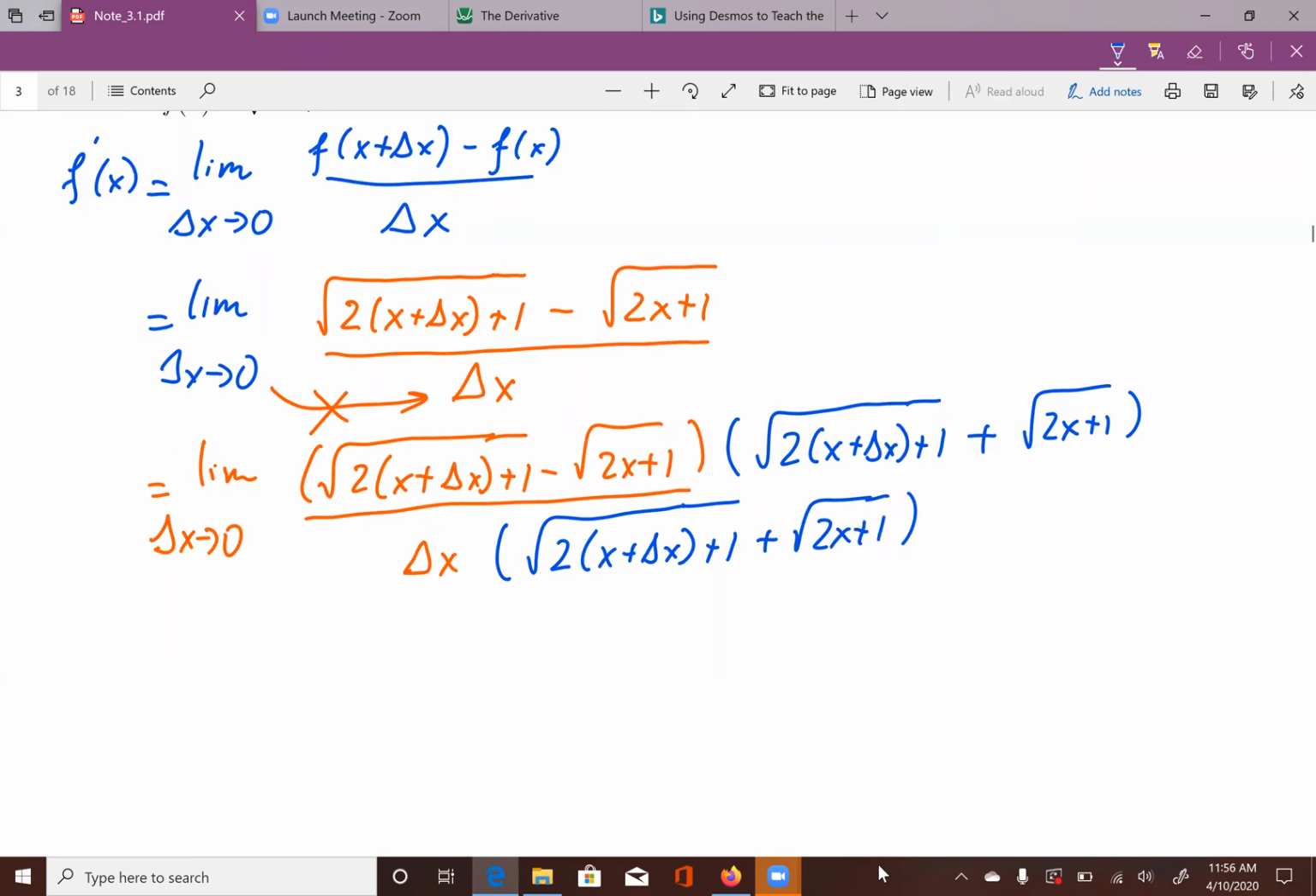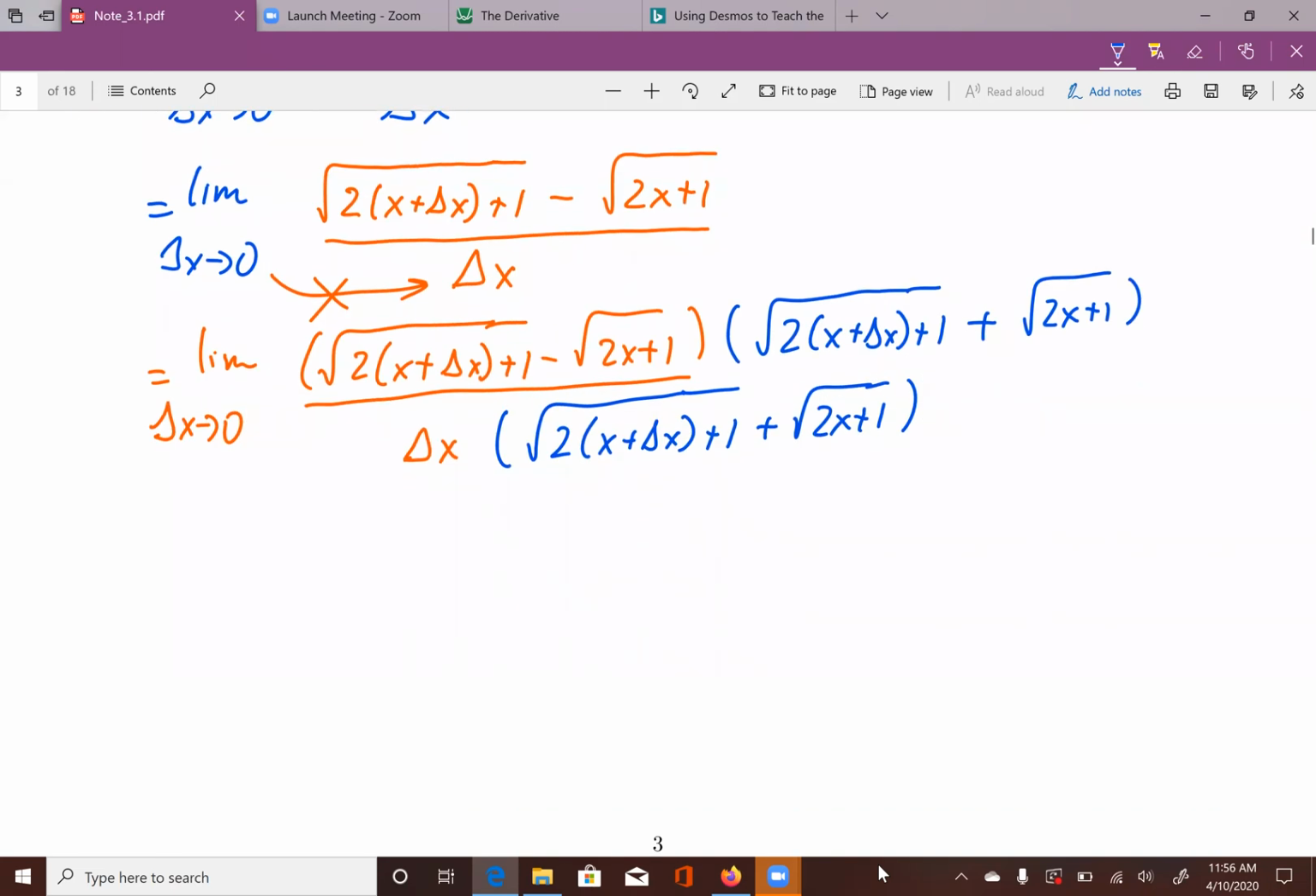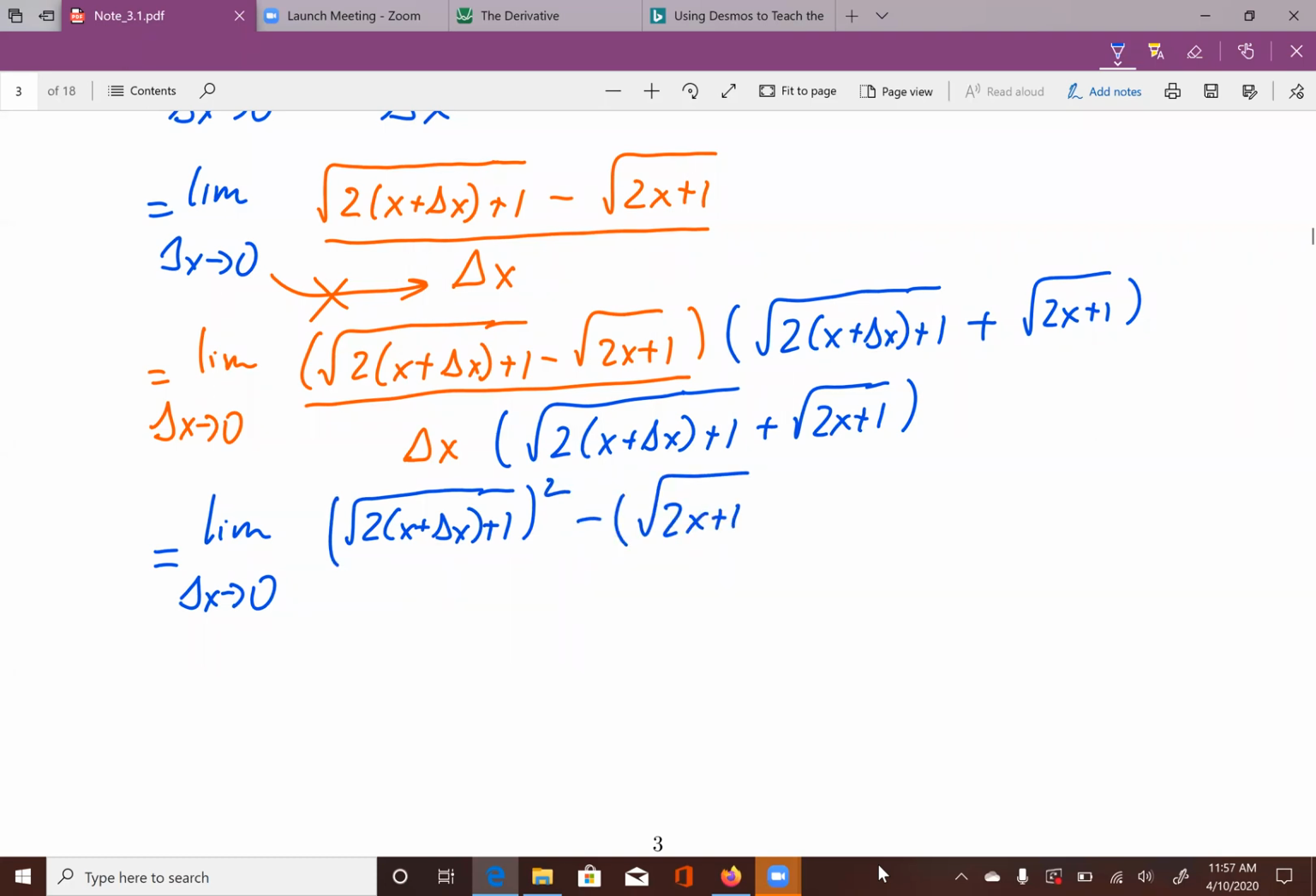All right. And then at this point, see what we can do. When we multiply this by its conjugate term, it will help cancel out the radicals. So that will give us, we still have the limit here. So this term squared, minus the second term squared, over the same denominator.